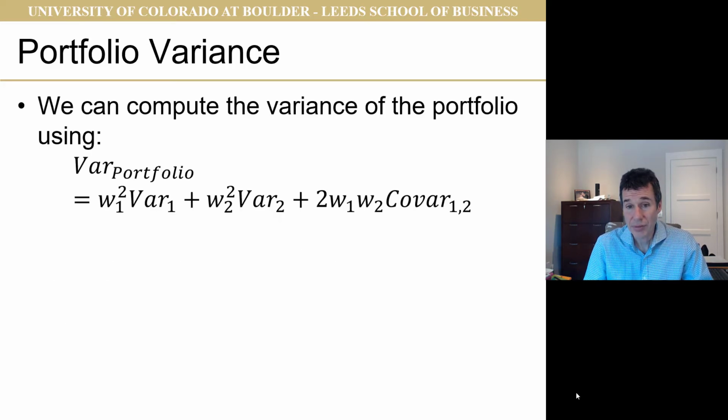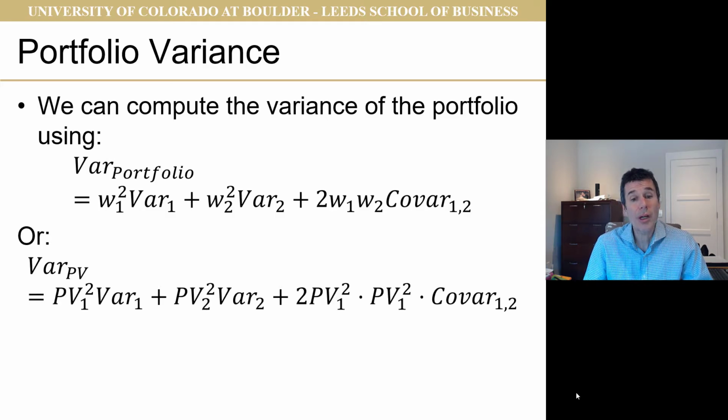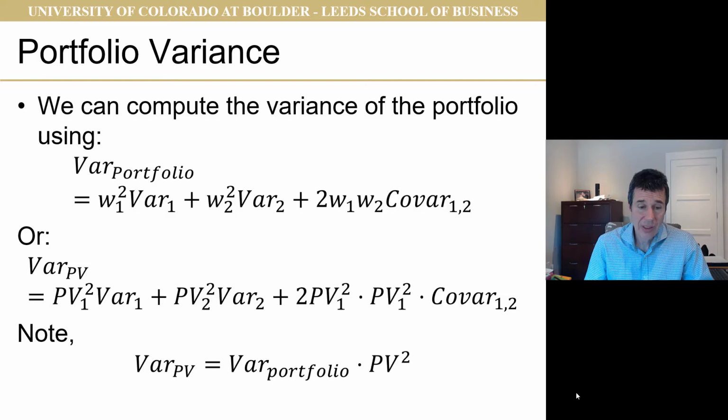We can compute the variance of the portfolio as we did before, either using the weights. The variance of the portfolio is weight 1 squared times variance 1 plus weight 2 squared times variance 2 plus 2 weight 1 weight 2 covariance, or using those present values. Present value 1 squared variance 1 plus present value 2 squared variance 2 plus 2 times present value 1 present value 2 covariance. So they work out the same, and we can see the variance of the return and the variance of the present value are related by: variance of present value equals the variance of the portfolio times the present value of the portfolio squared.